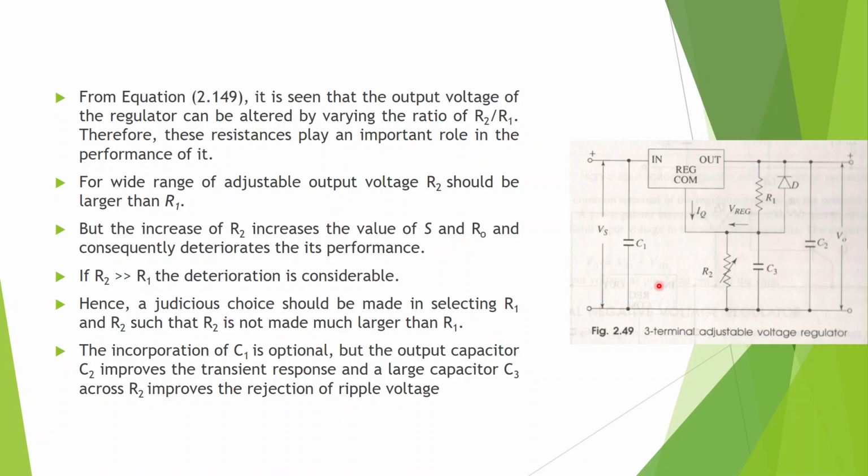Now this capacitor C1 is optional, it just does the function of filtering. But this capacitor C2 improves the transient response, and this capacitor C3 helps in the rejection of the ripple voltage.